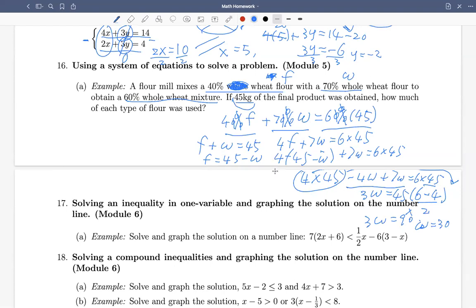So that means F is 45 minus 30, which is 15. So W is 30. So we need 15 kilogram of wheat flour and 30 kilogram of whole wheat flour to make the mixture of 45 kilogram.